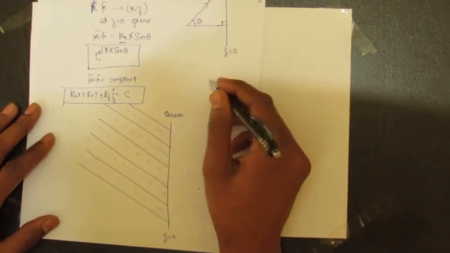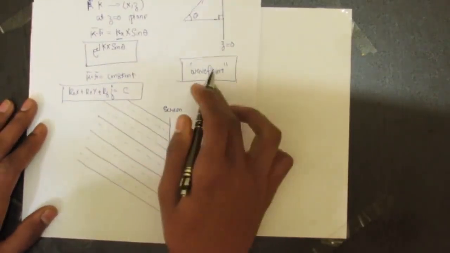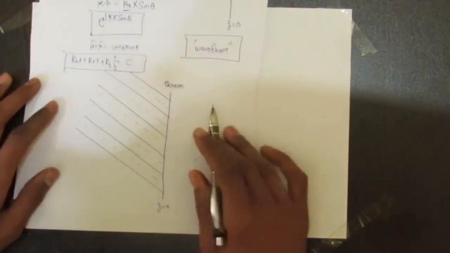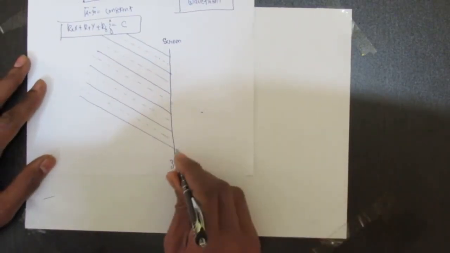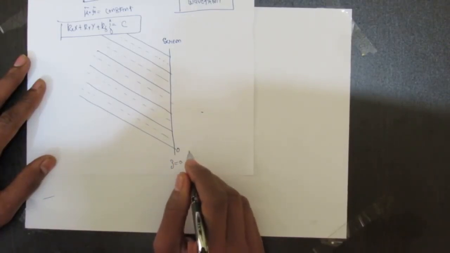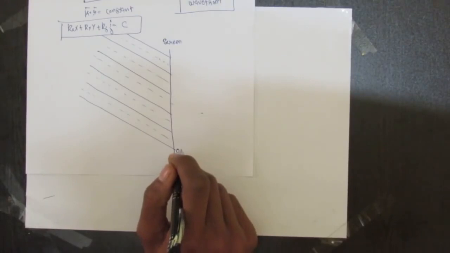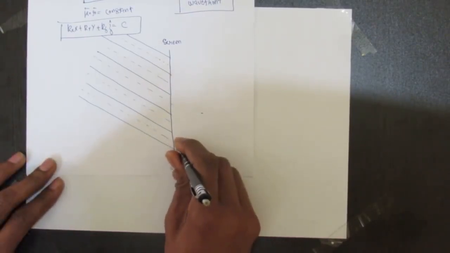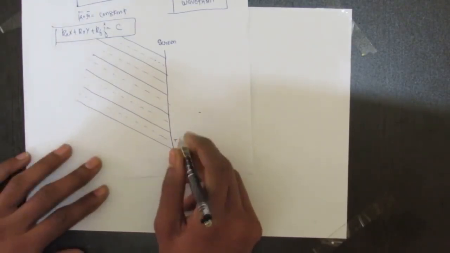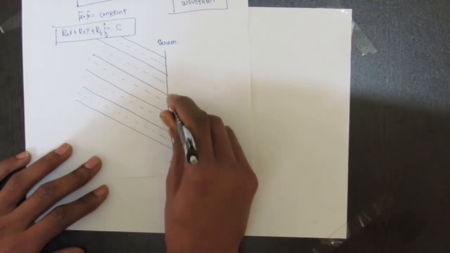Now these lines of constant phase, we also call them wavefronts. Wavefront means the phase is constant over this line, over this plane. You can assign arbitrary values of phase across these lines. Let's say this is 0, this is pi, this is 2 pi, this is 3 pi, this is 4 pi, this is 5 pi, and this is 6 pi.